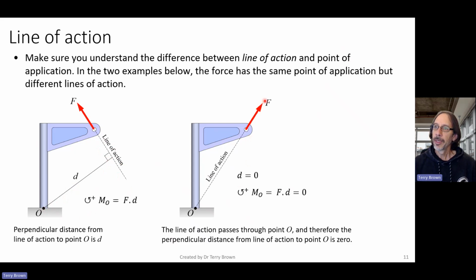Over here, our force F, its line of action now passes through point O. So its perpendicular distance will be 0, as I've indicated here. So this force has a 0 moment about this point here.